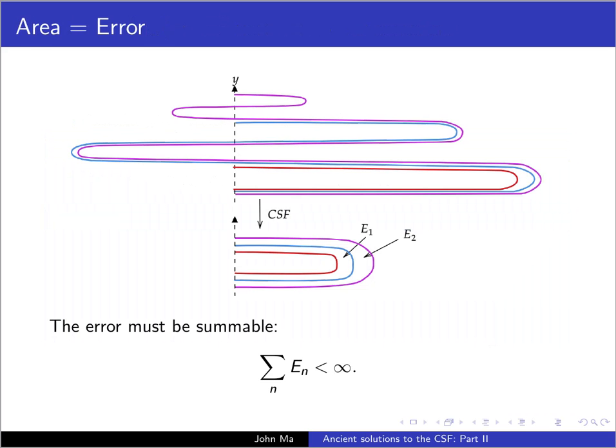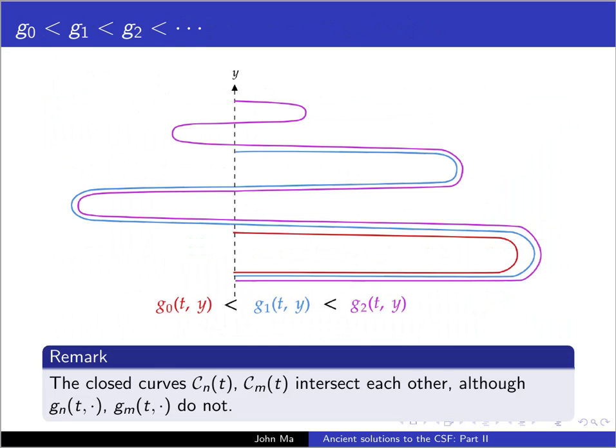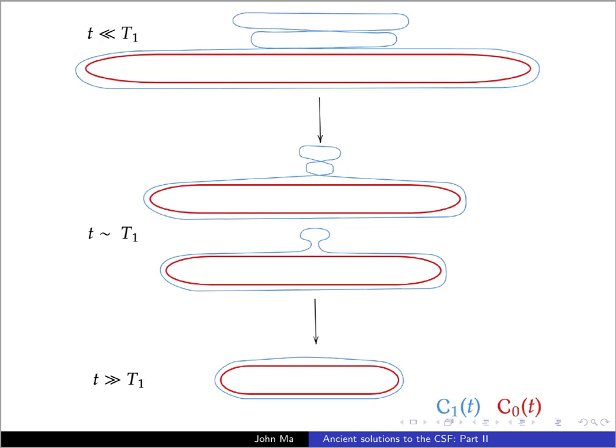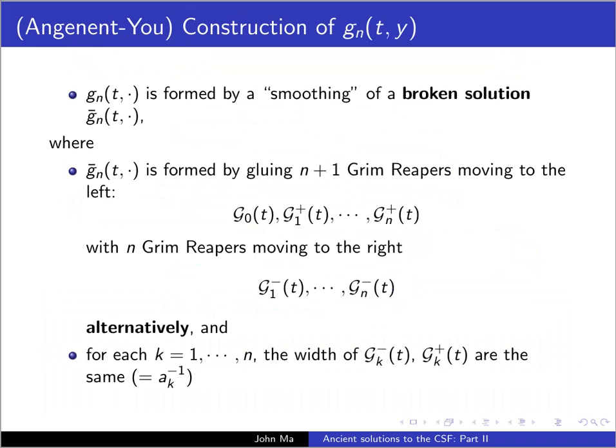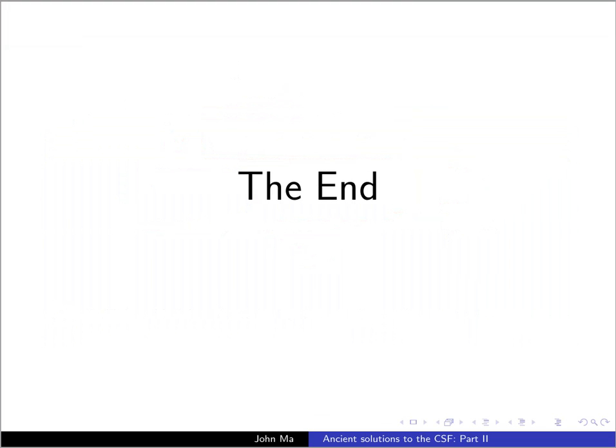We'll still have to do something about controlling the curvature when this untangling occurs at the time capital T_n. But I think I will just skip that, and that is the end of my presentation. Thank you.